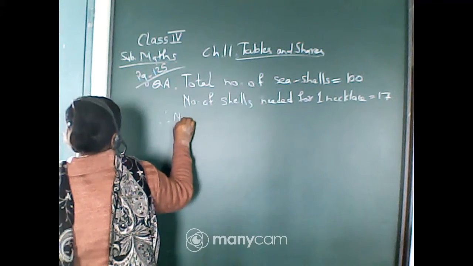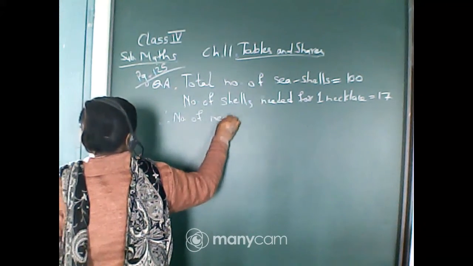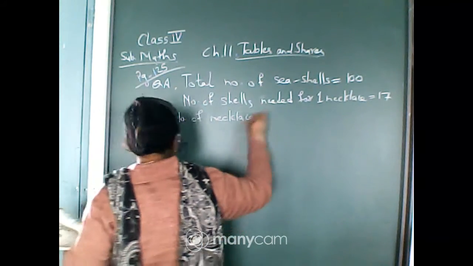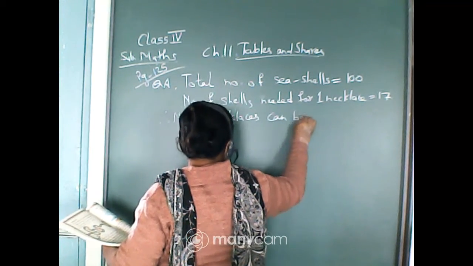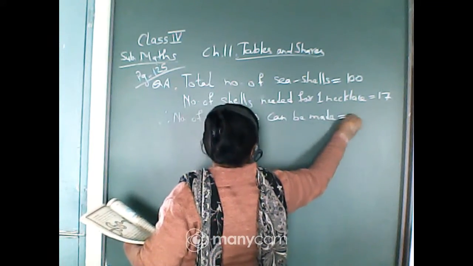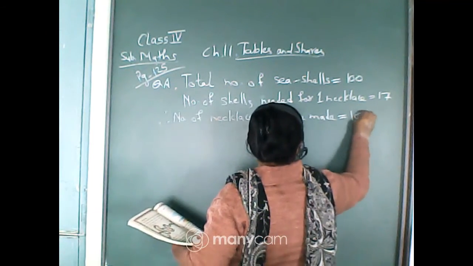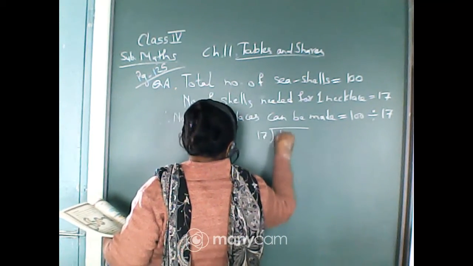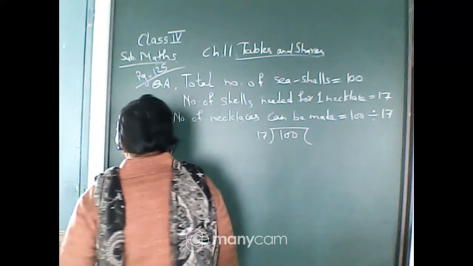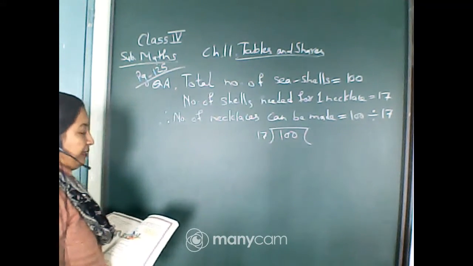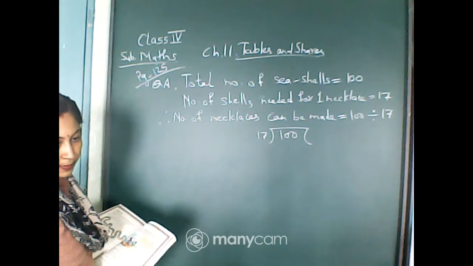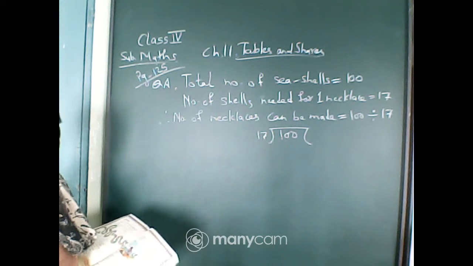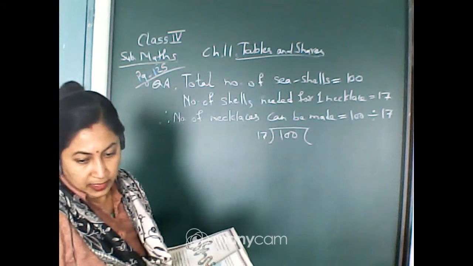Therefore, number of necklaces that can be made is equal to 100 divided by 17. That means 17 outside and 100 inside. Okay, so divide it and tell me the answer quickly. Divide it and tell me the answer, everyone. I am waiting for your answer.